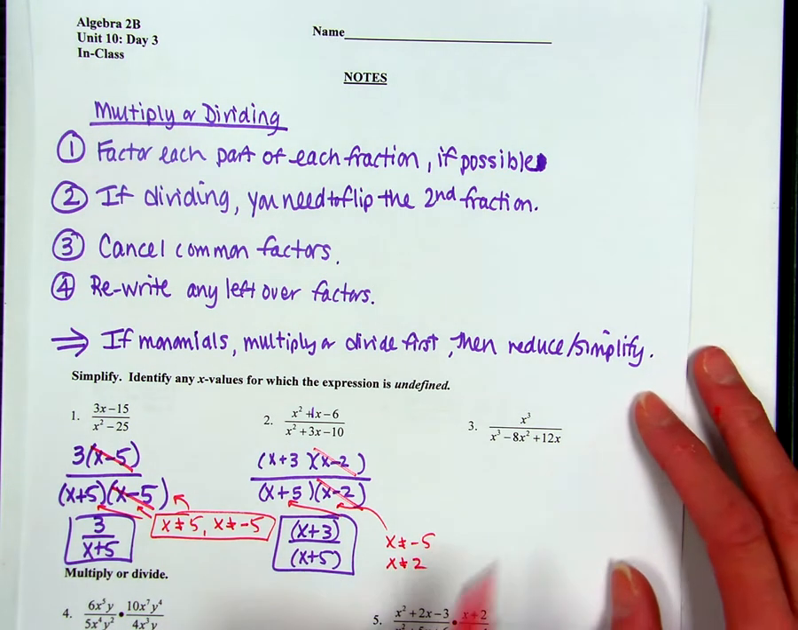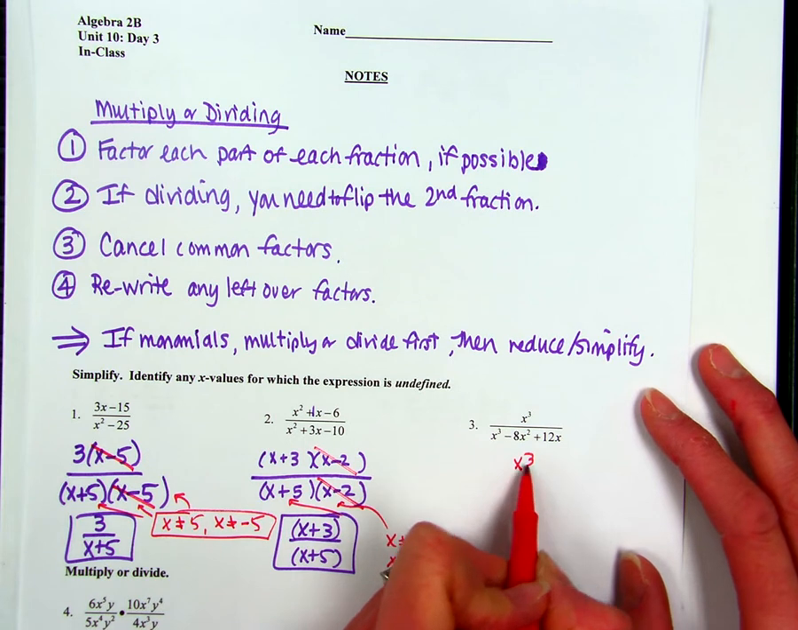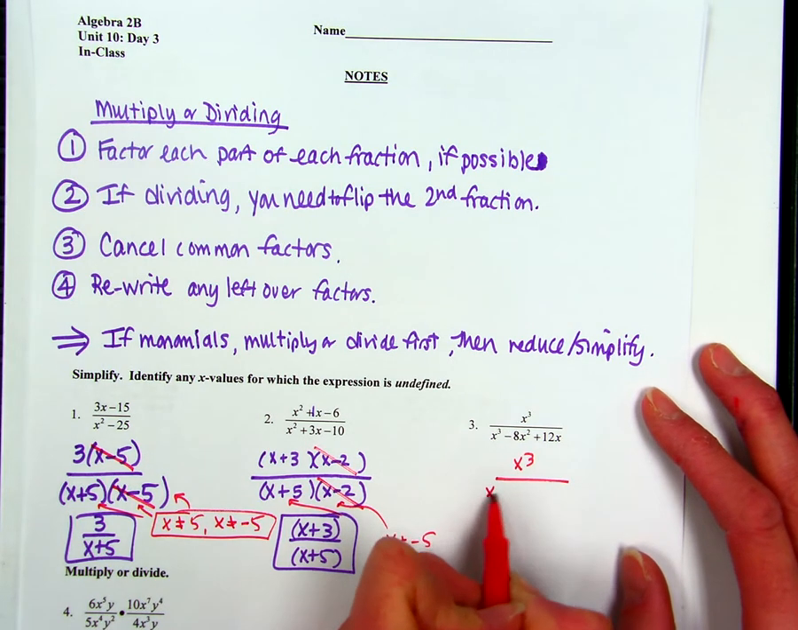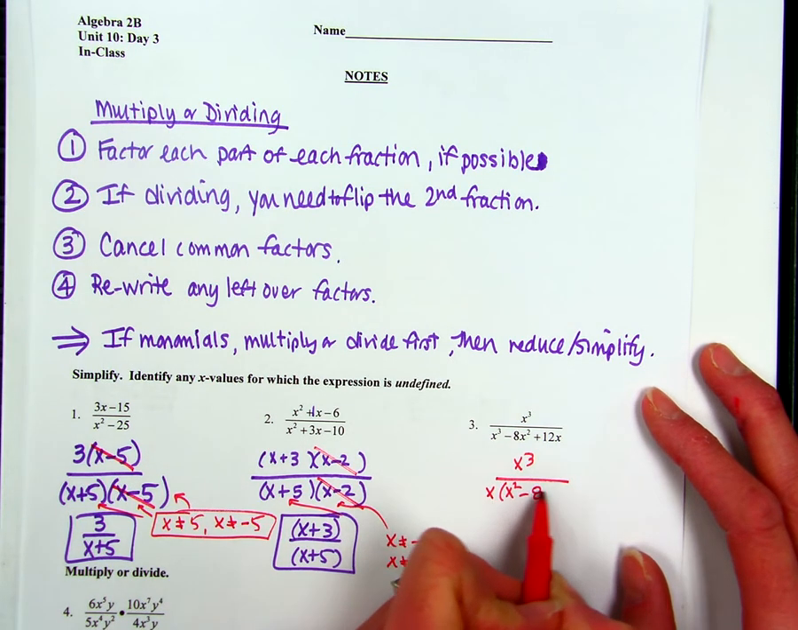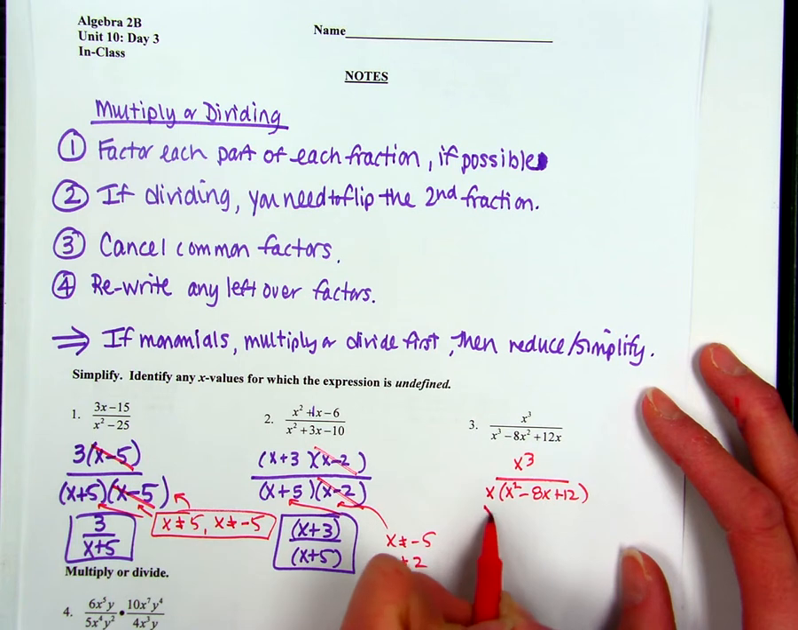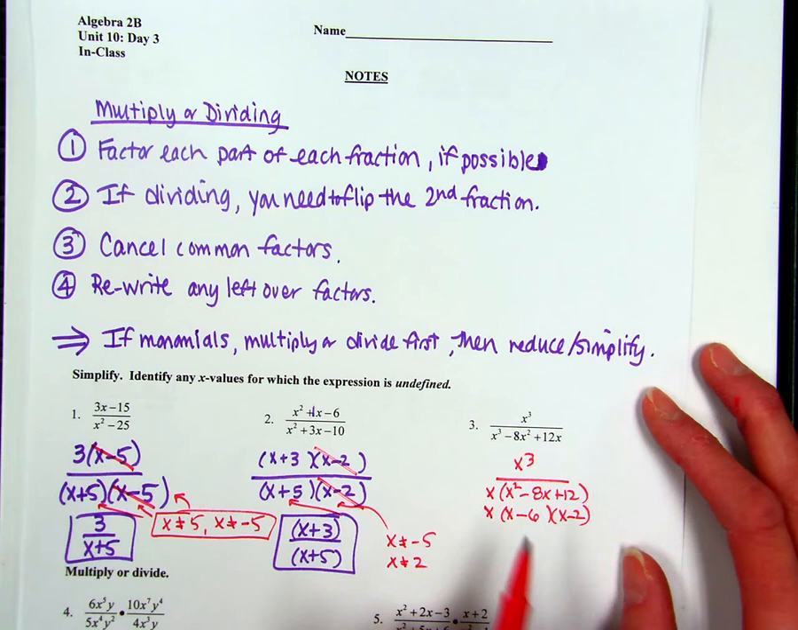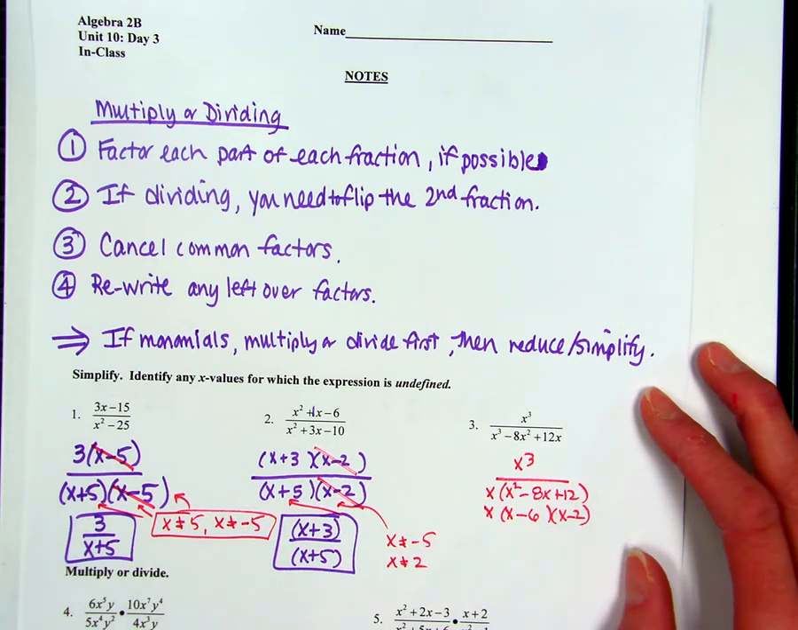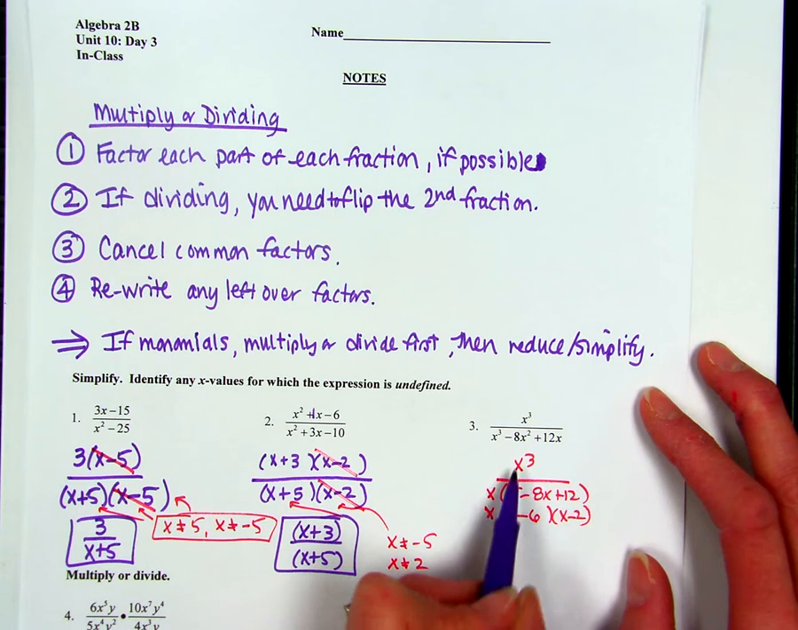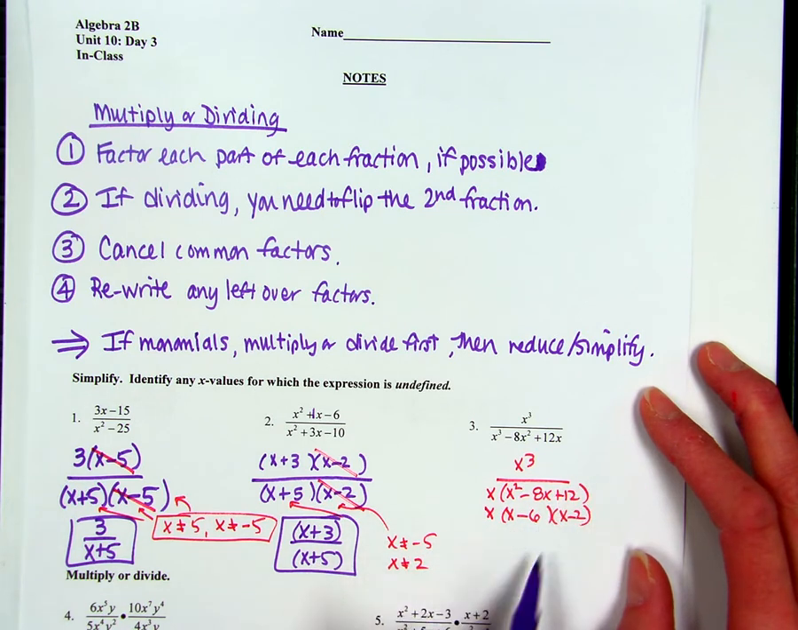On the third one, we've just got x cubed. If I take out an x, I get x squared minus 8x plus 12. Then it can factor again. So x minus 6, x minus 2 multiplies to positive 12 but adds to negative 8. So now you're looking at x minus 6, nothing cancels with that. X minus 2, nothing cancels with that.